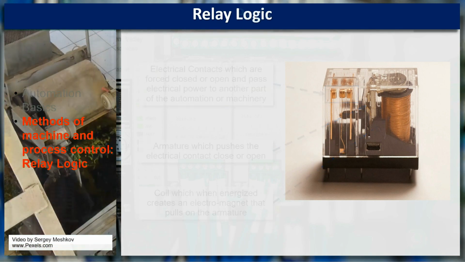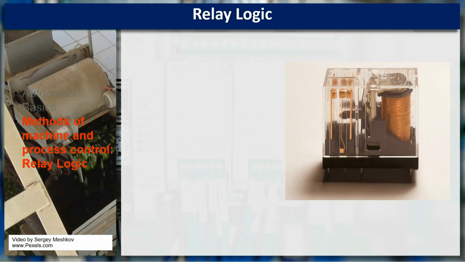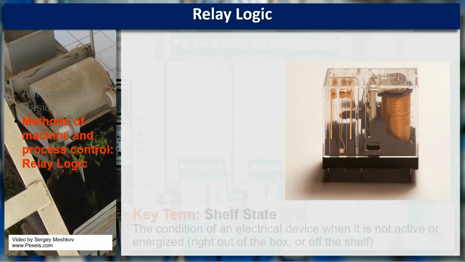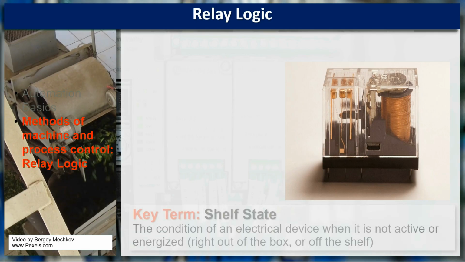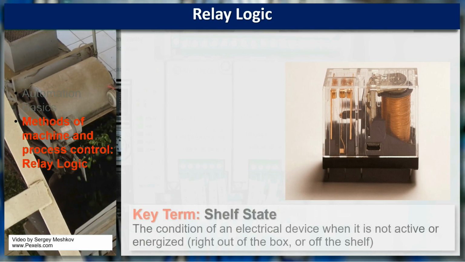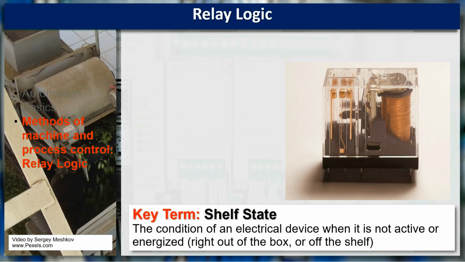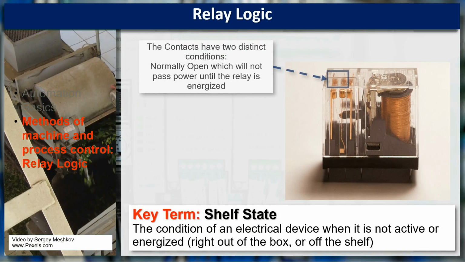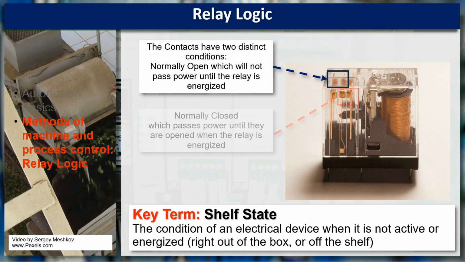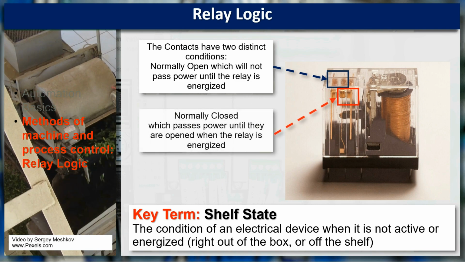When dealing with relay logic, it's important to keep this key term in mind: shelf state. Shelf state is the condition of an electrical device when it is not active or not energized. It's basically right out of the box or off the shelf. Contacts have two distinct conditions: normally open, which will not pass power until the relay is energized, and normally closed, which passes power until they are open when the relay is energized.